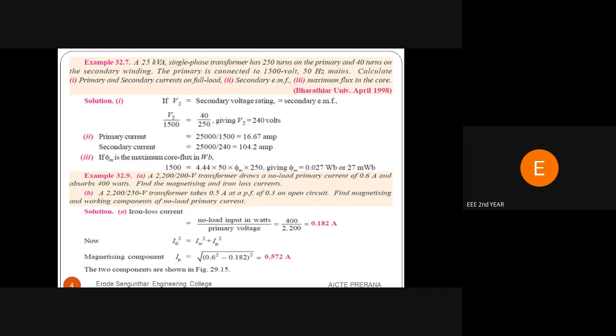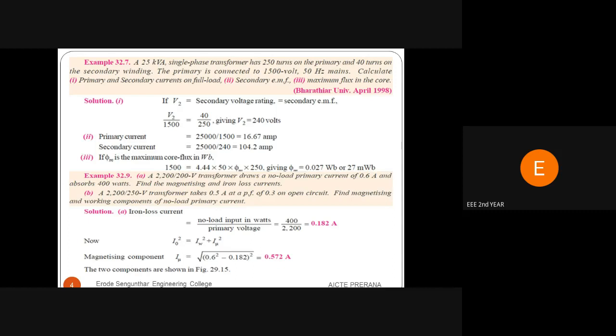Shall we go for the next problem? A 2200 volt per 200 volt transformer. The primary voltage V1 is equal to 2200 volts, and the secondary voltage is equal to 200 volts.